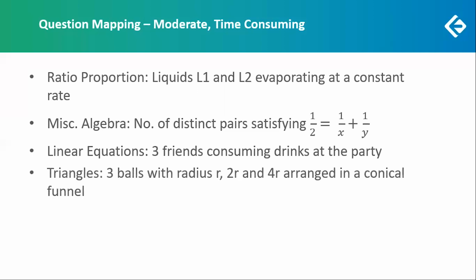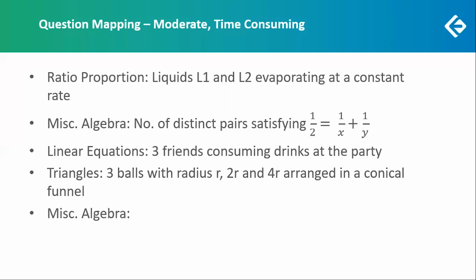A question based on triangles was given where there was a conical funnel and 3 balls were kept inside this conical funnel, one touching the other. The first ball, the bottommost one, has a radius of r, the next one has a radius of 2r, and the next one has a radius of 4r, and the last ball also touches the top of the funnel. This was the data given. One can try similarity between the triangles here and solve the question.